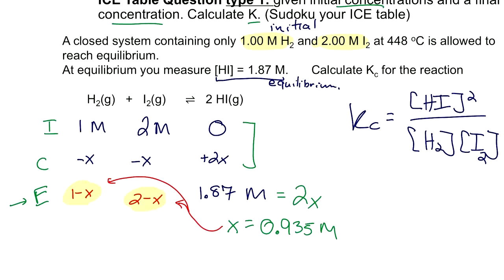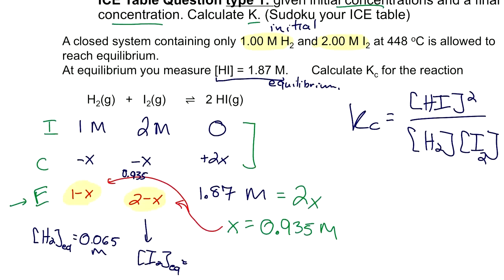So you're just plugging in that 0.935 number. The H2 concentration at equilibrium is something like 0.065 molarity, and then for I2, it's minus x, so 2 minus 0.935, which is 1.065. So these are the two numbers that go into our Kc expression.